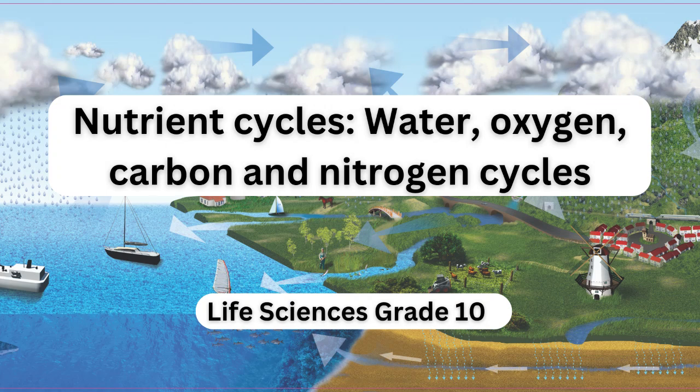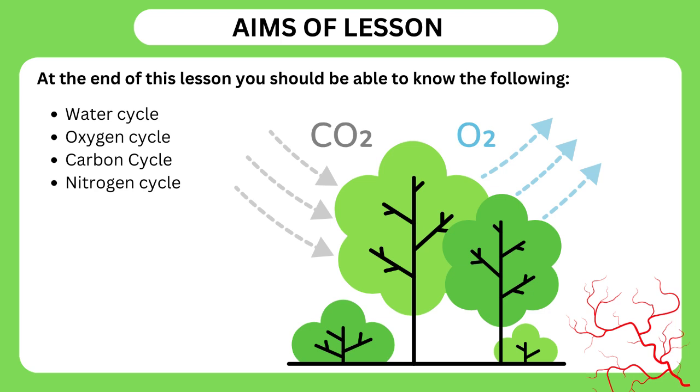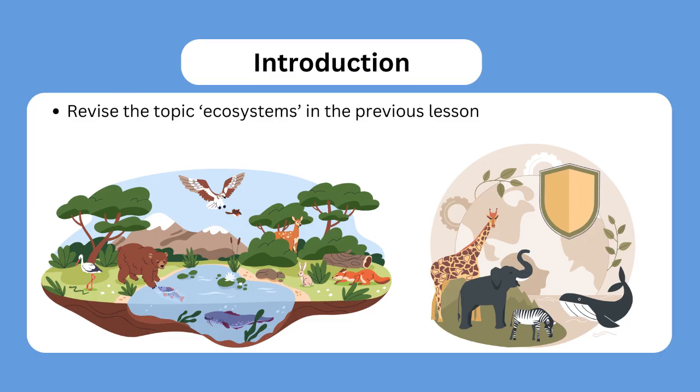Topic: Nutrient cycles. Water, oxygen, carbon, and nitrogen cycles. Aims of lesson. At the end of this lesson, you should be able to know the following: a water cycle, an oxygen cycle, a carbon cycle, a nitrogen cycle. Revise the topic ecosystems in the previous lesson.